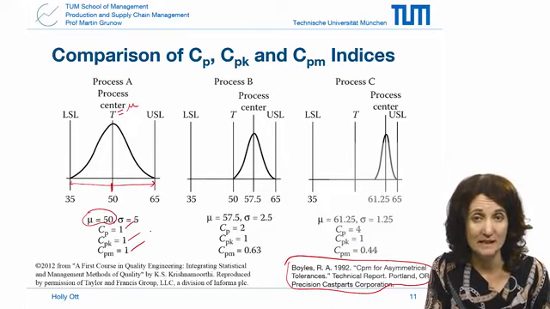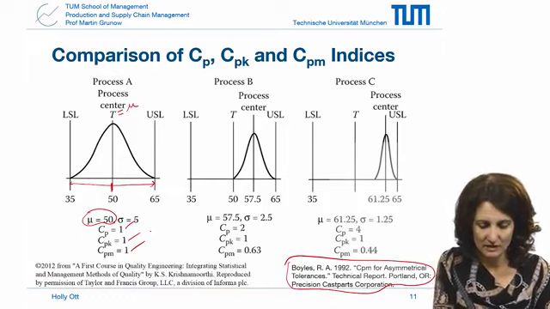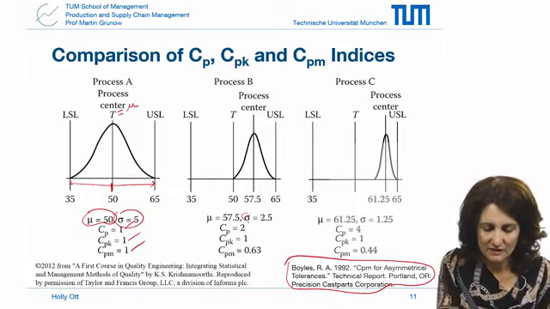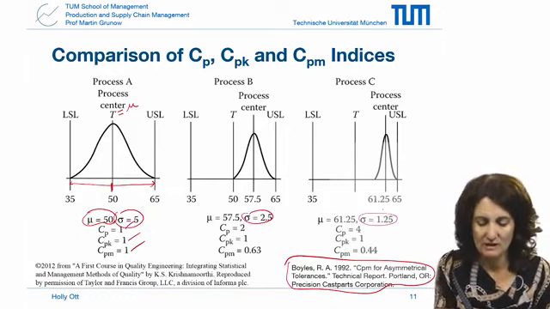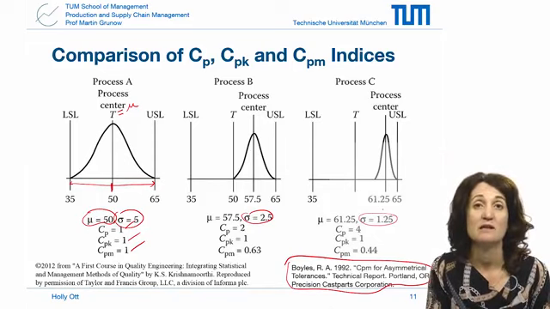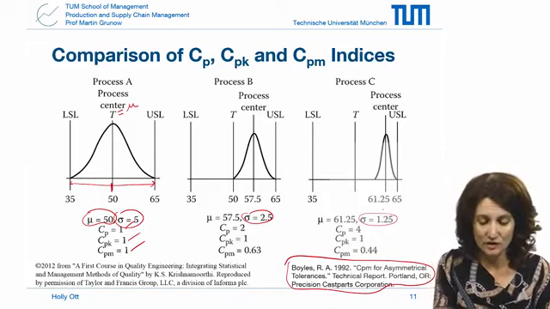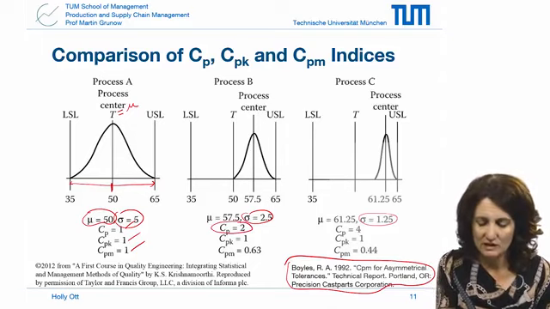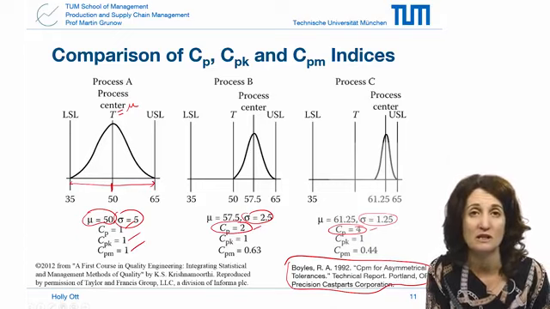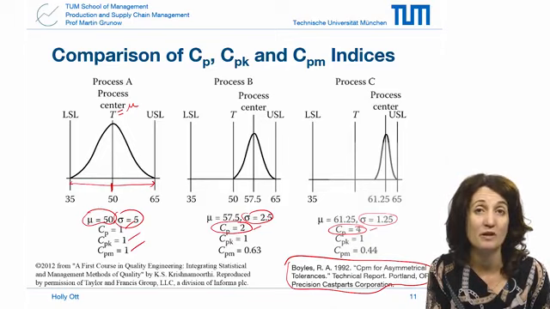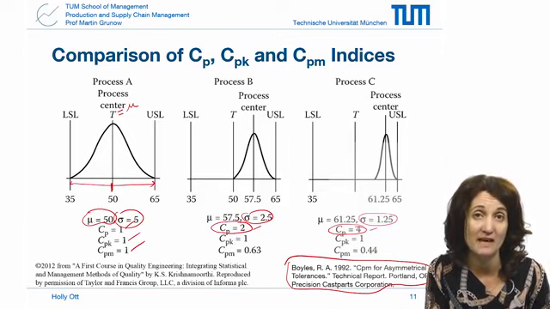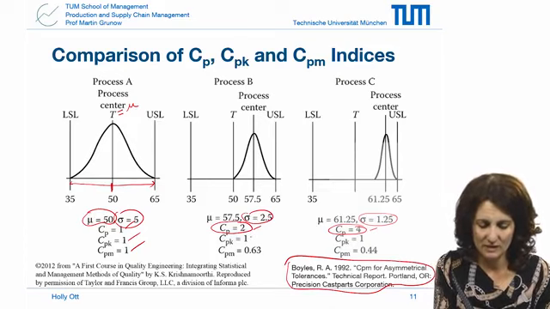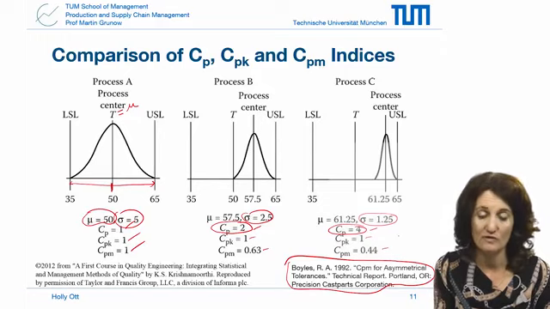In process B and C, however, now we've got a smaller standard deviation. Here the standard deviation was 5, here we have a standard deviation that's less. In both of these, the CP value increases. Here's a CP of 2, here's a CP of 4, so very good, right? Because you see a reduction in the variability. But the values of CPK and CPM are smaller compared to CP because of the lack of centering in the process. Here CPK is 1, CPM 0.63, CPK 1, CPM 0.44.